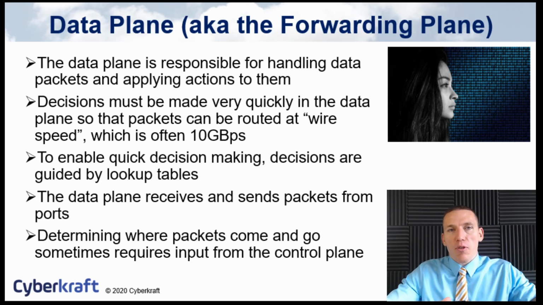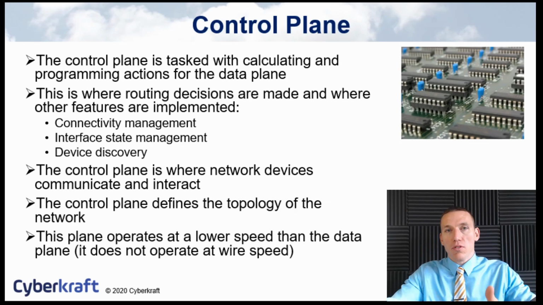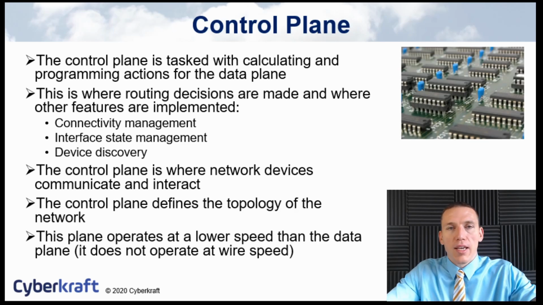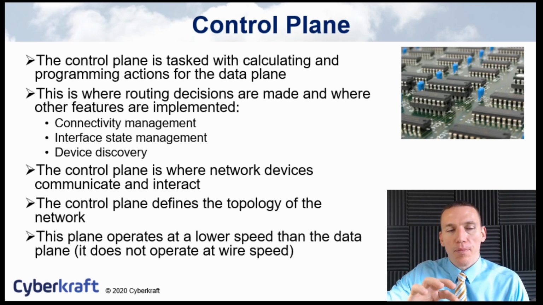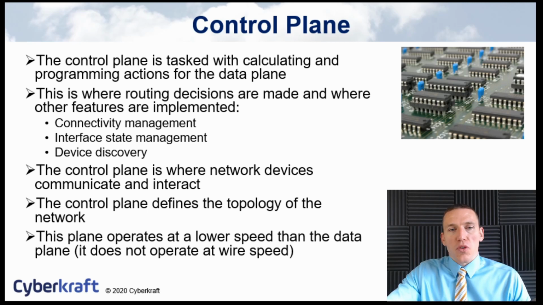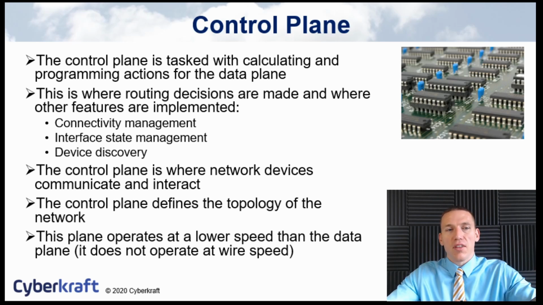If there's not enough information at the data plane to determine where packets are sent, then the device will refer to the control plane. And at the control plane, networking and routing decisions are made. So this is where processes are used to calculate different routing decisions. This is where you have connectivity management, device discovery, and interface state management.